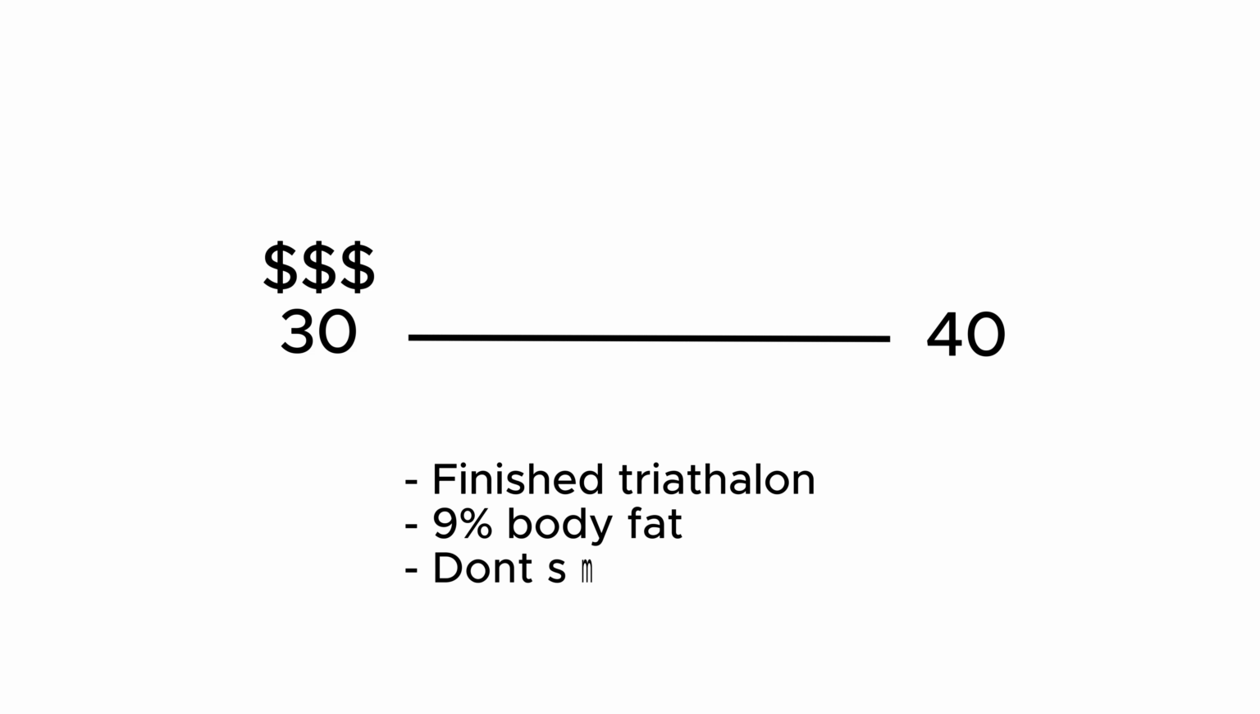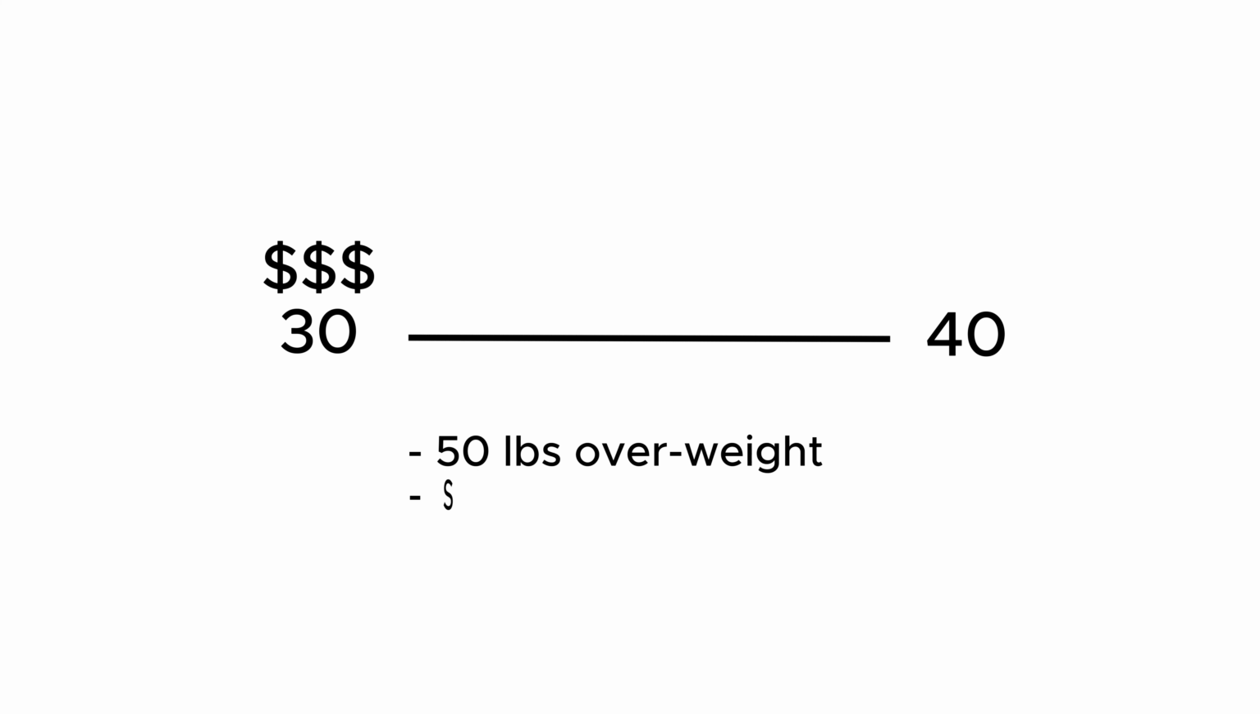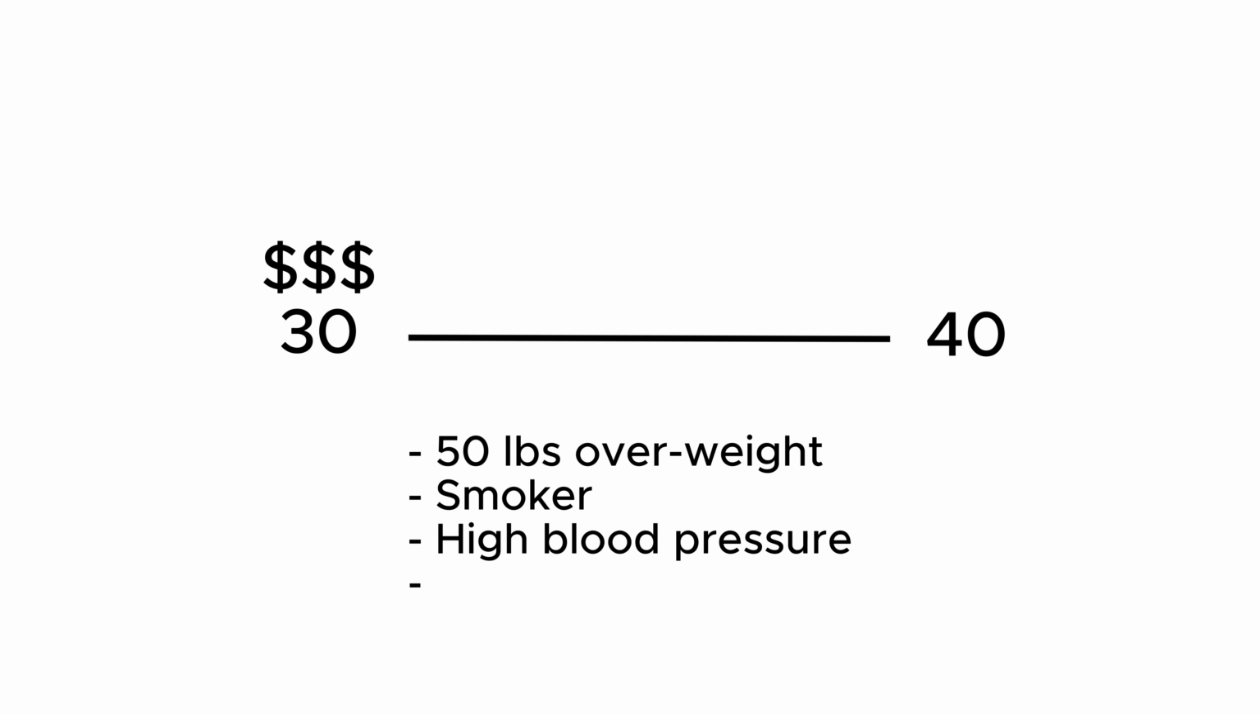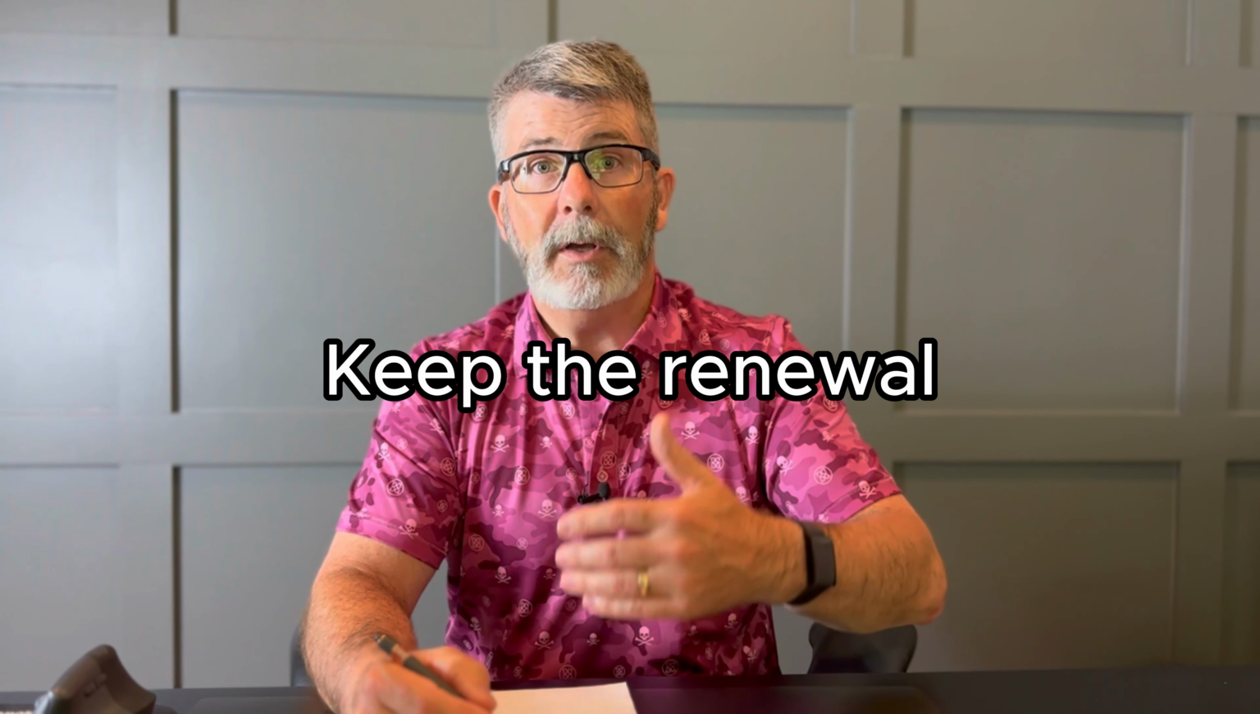Well, if I bought it when I'm 30 and I'm 40, I just finished a triathlon, I have 9% body fat, and I don't smoke or drink, I'm going to have no problem buying a new life insurance policy. But if I'm 50 pounds overweight, I'm smoking, I've got high blood pressure, and I've had a TIA, there's probably a good chance I'm not going to be able to get life insurance. So I'm going to keep the renewal.